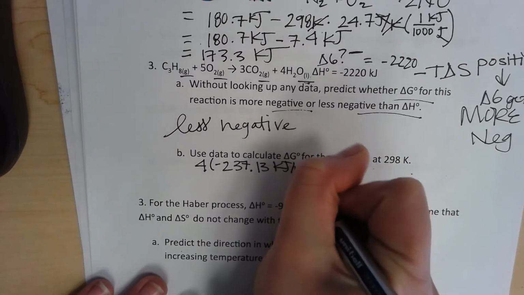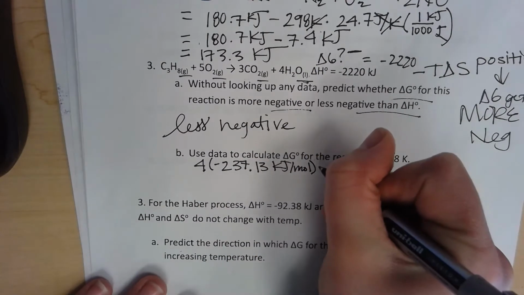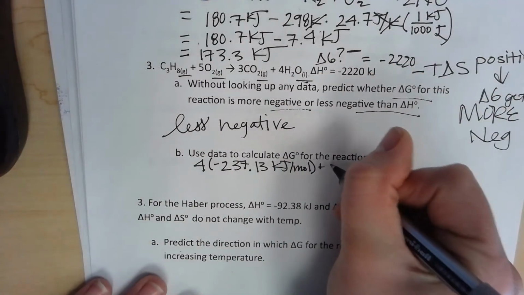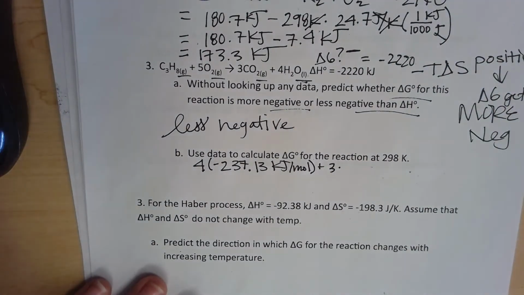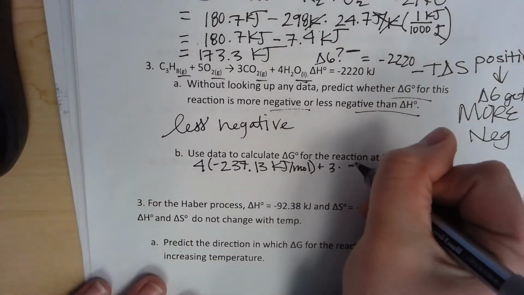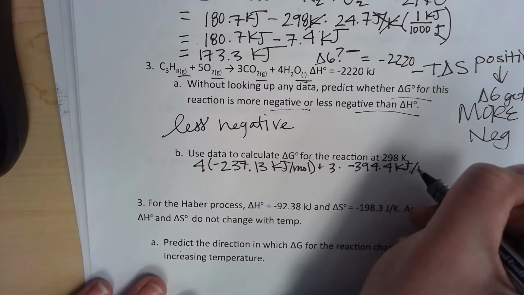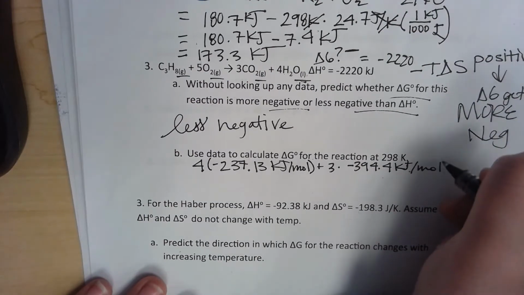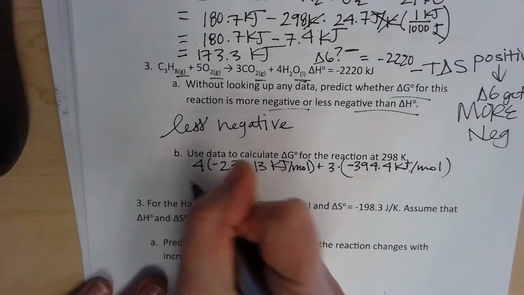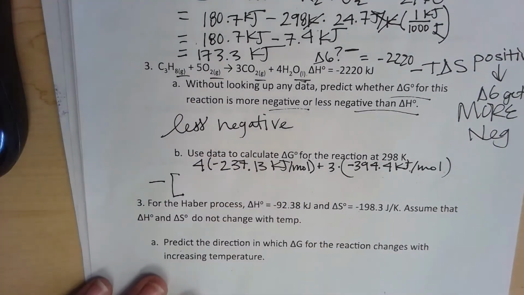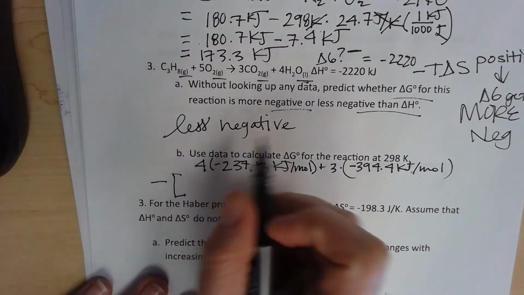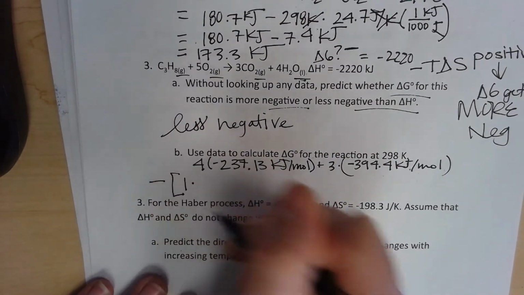237.13 kilojoules per mole. Okay, and plus our 3 times the enthalpy of carbon dioxide, which is negative 394.4 kilojoules per mole. Okay. And then minus our C3H8, so that's 1.